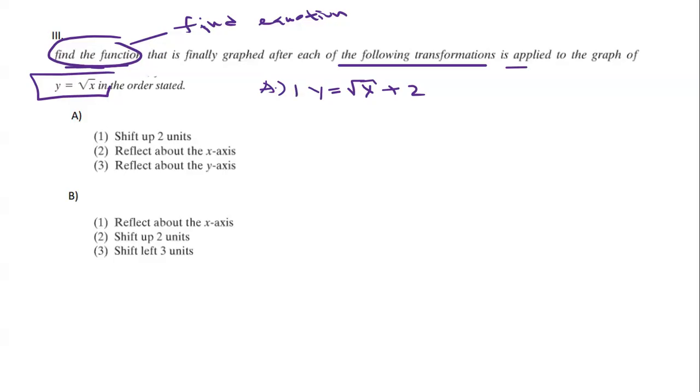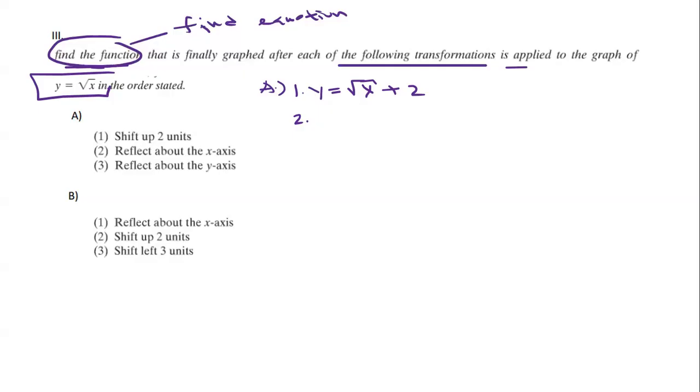Step number 2, now it wants us to reflect about the x-axis. Reflecting about the x-axis deals with the negative in front of the function. Now we have to be careful, because we want to keep everything we have from the first step. We're not starting back at square one. We're going to keep whatever we have from step 1 and implement that in step 2.